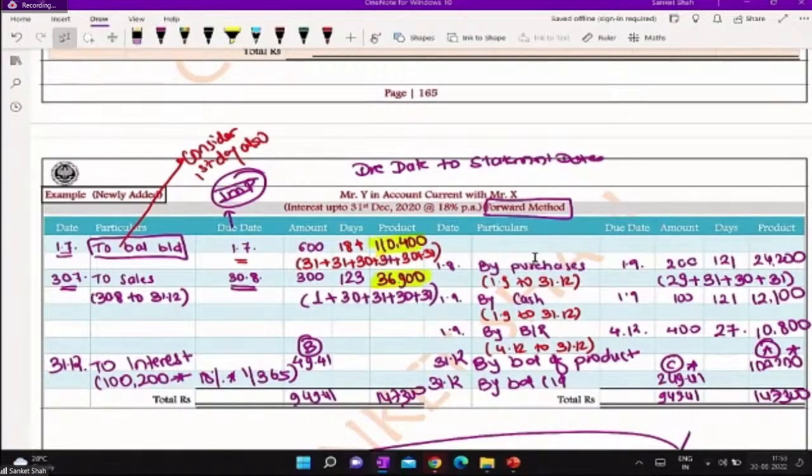Beta, why 1 divided by 365? Yes, that I will tell you after the interest method. Pritesh Sutarji, why 1 divided by 365? That I will tell you after the interest method. Have patience. Good question, beta Pritesh Sutar. But I will explain it to you after the interest method.